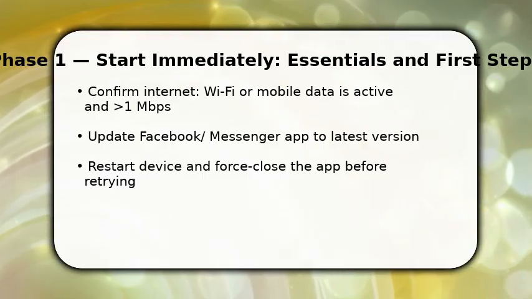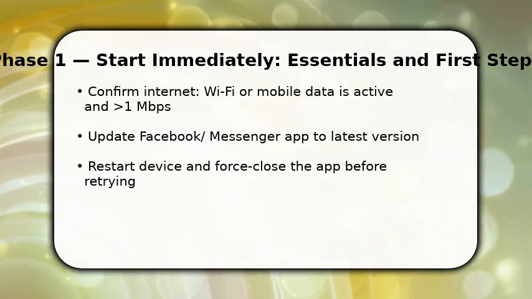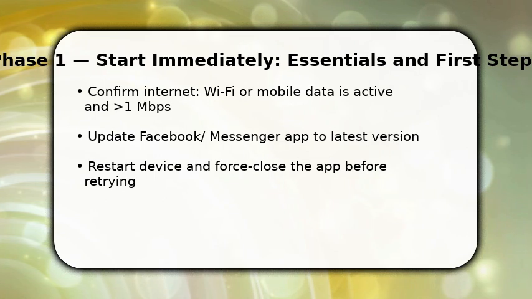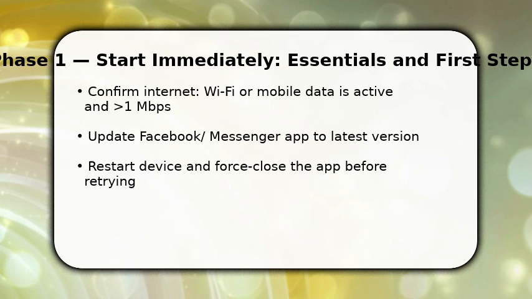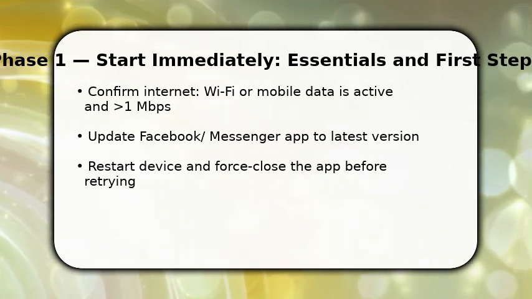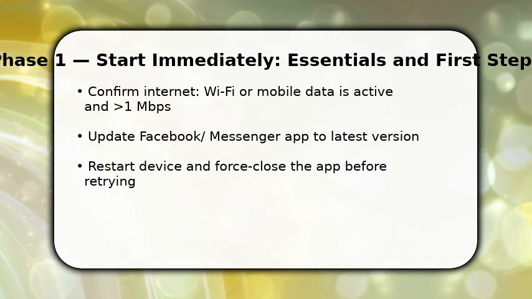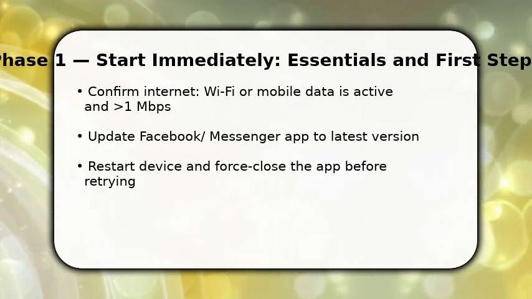You start with the essentials. Make sure your phone or PC has a working connection and update the Facebook or Messenger app. Once done, force close the app and relaunch it to clear temporary glitches. You should also restart your device to flush cached network states. These steps remove the most common delivery blockers fast, and they inform the next moves if messages still fail.